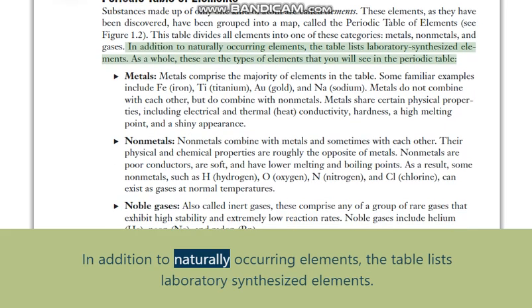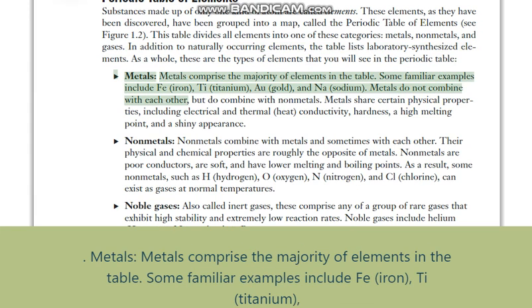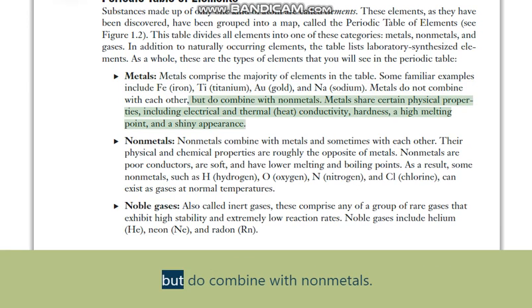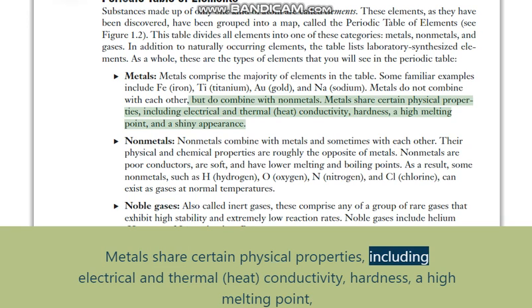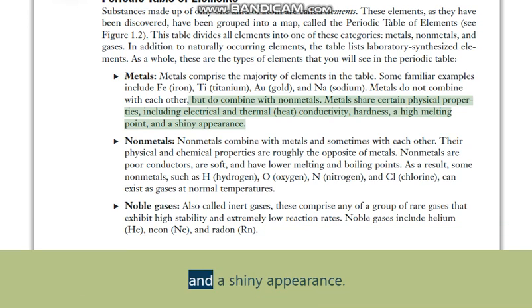In addition to naturally occurring elements, the table lists laboratory synthesized elements. As a whole, these are the types of elements that you will see in the periodic table. Metals. Metals comprise the majority of elements in the table. Some familiar examples include Fe, iron, Ti, titanium, Au, gold, and Na, sodium. Metals do not combine with each other, but do combine with nonmetals. Metals share certain physical properties, including electrical and thermal, heat, conductivity, hardness, a high melting point, and a shiny appearance.